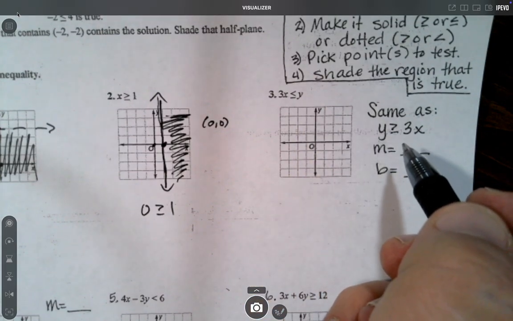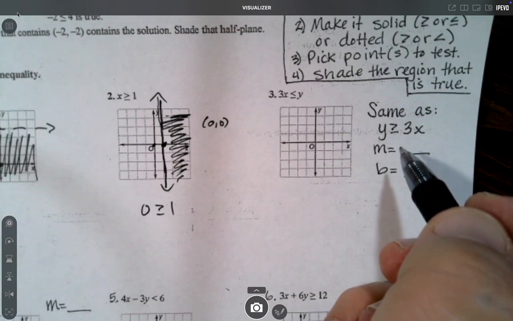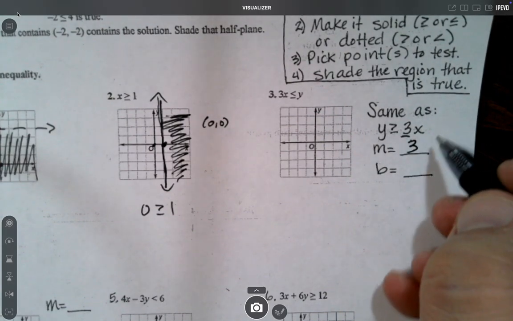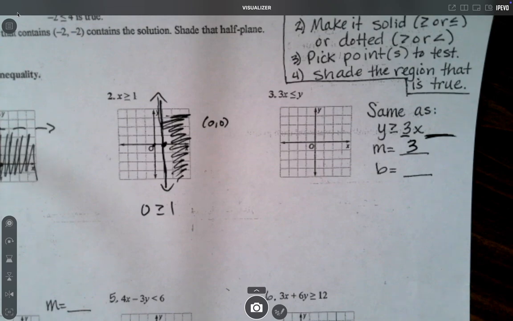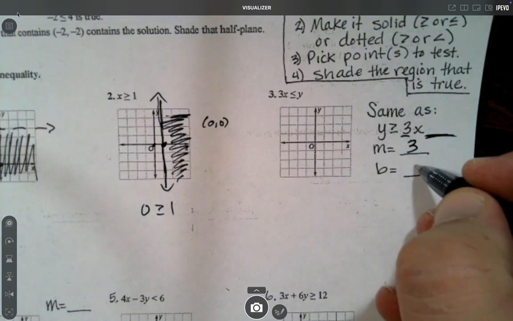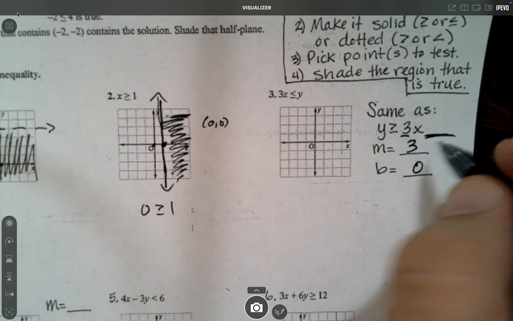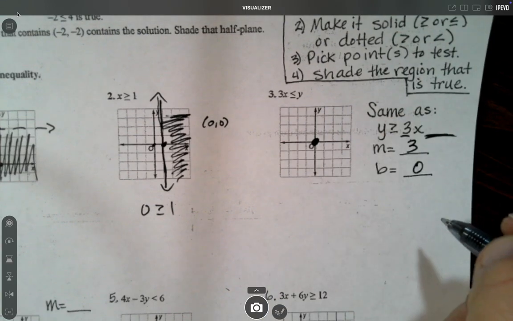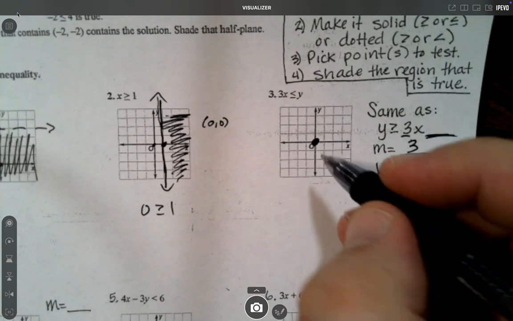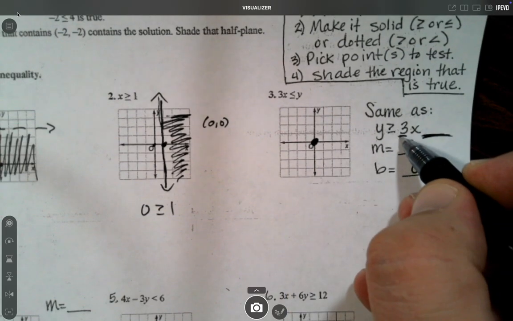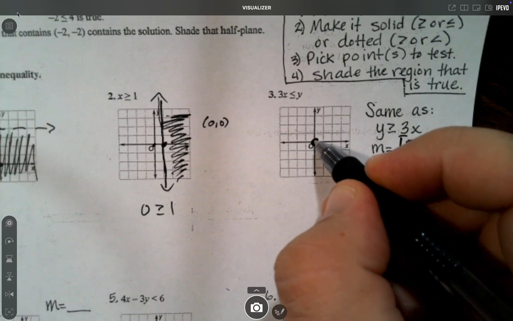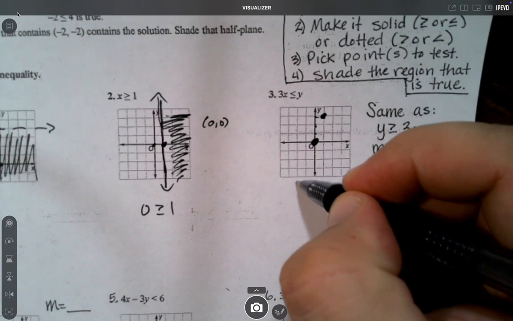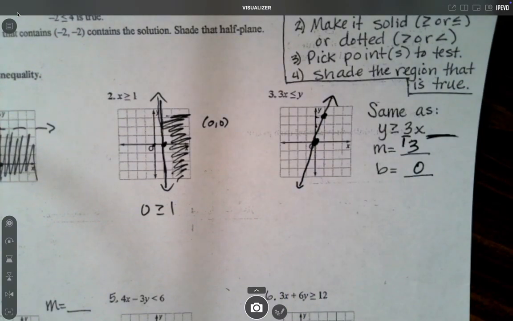3x. So remember, the slope is always the number in front of the variable. So the slope is the 3. The b is always the constant out here after it, but there isn't one. So that means the y-intercept this time is 0. So this line, y is greater than or equal to 3x, crosses through the origin. The y-intercept is 0. Now from there, we say, okay, since the slope is 3, which I can write as 3 over 1, to find the next point, I'd go up 3, 1, 2, 3, and over 1. Then I can draw a line through those 2 points.